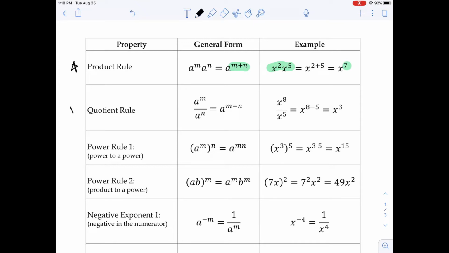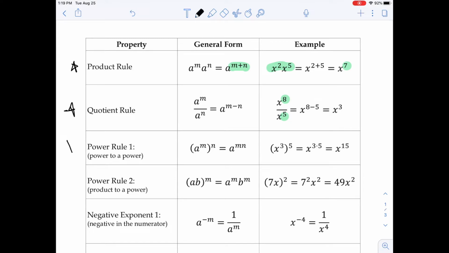Looking at the quotient rule, when you are dividing with powers, you subtract the exponents. I'm going to go right to the example here. If you have x to the eighth divided by x to the fifth, you are subtracting the top, the 8 here, minus the bottom number. So it's x to the 8 minus 5, which is equal to x to the third. Now notice we're doing that in the numerator. So this is not 1 over x to the third, it is x to the third.